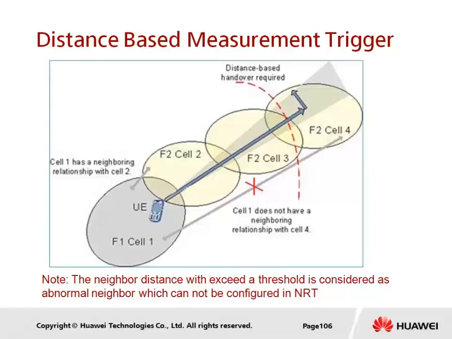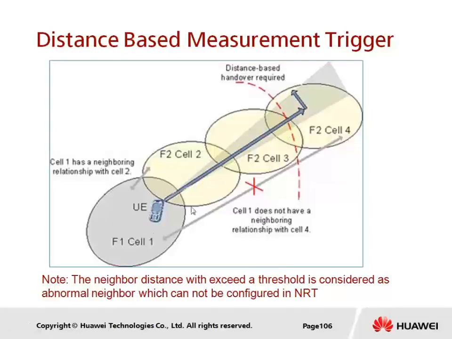The next type of handover is called distance-based measurement trigger. As indicated by the name, this handover measurement is triggered simply based on the distance between the user and the serving cell. In this diagram, we can see that the user has been connected with cell 1 of F1, and the user has been moving away from cell 1 until the serving area of cell 4.